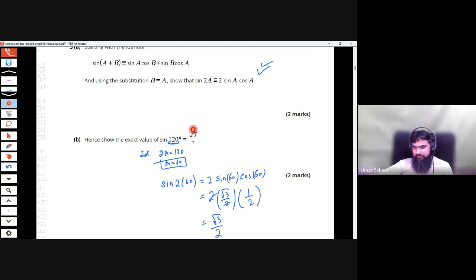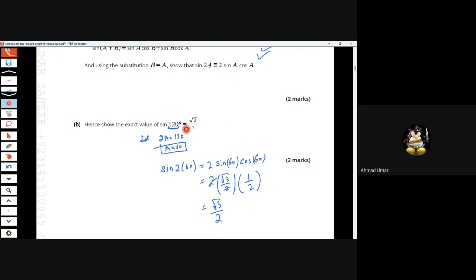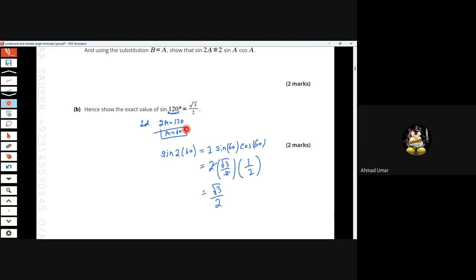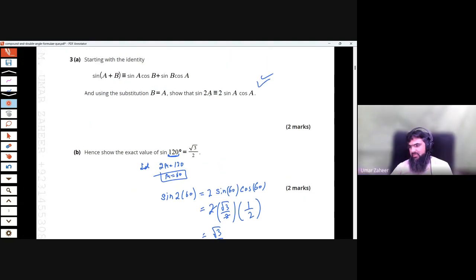Yes, any question? Sir, how did you know sine 120 is a double angle? Basically, here it is going to be linked. We already linked the question with this. So it is 120 degrees. I am just going to take it equal to 2A, so you will easily get the value of A. Because here he is saying that you have to show this value. I already know that if I just directly substitute the value of sine 120, you will get the answer.